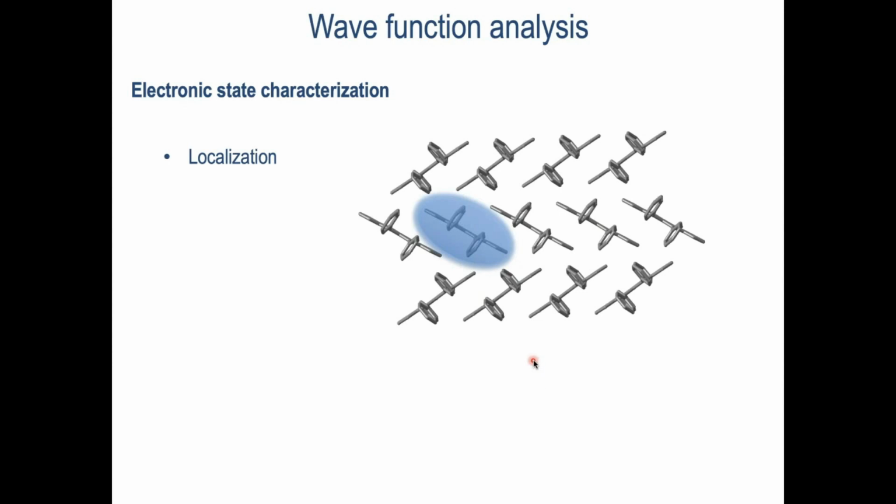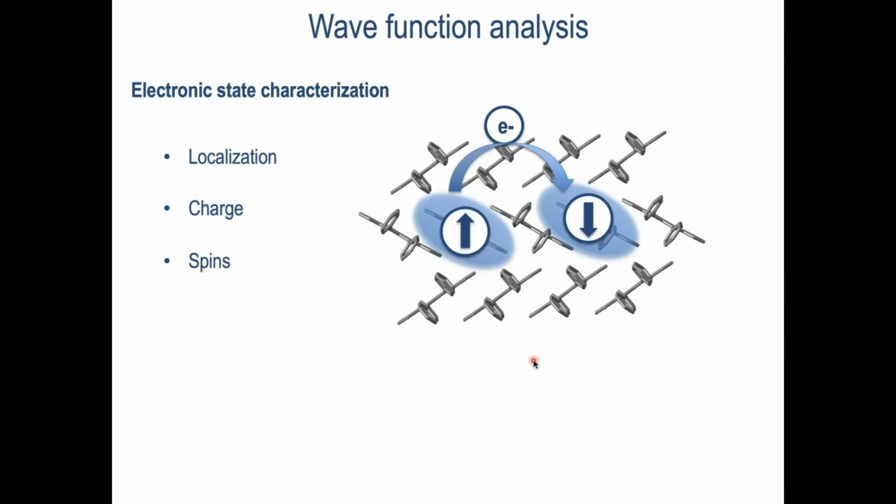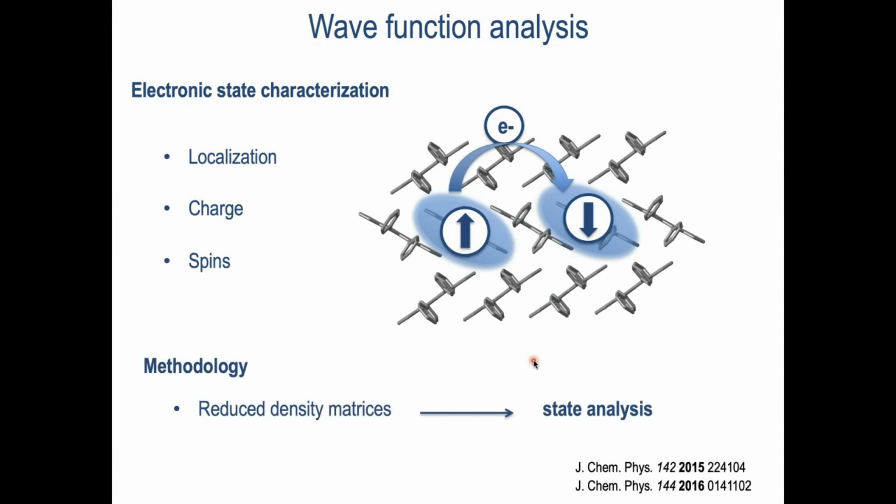And we are interested in knowing how is the localization of our states, what is the distribution of charges in our system, do we have unpaired electrons, do we have local spins? These are the kind of questions that we want to be able to answer for the wave functions that we compute. And for that, we basically use reduced density matrices, and this allows us to make a state-specific analysis. So we can analyze the ground state and also all computed excited states.